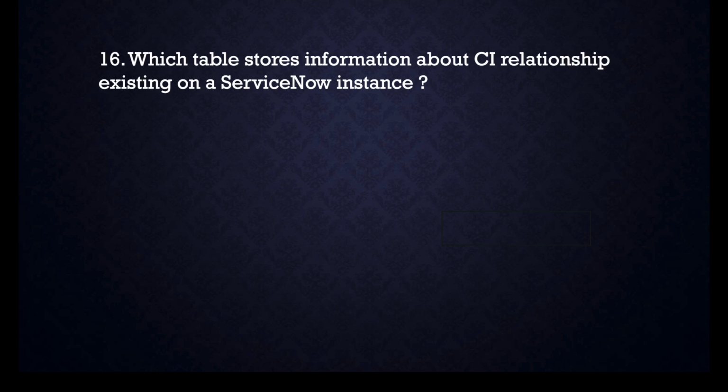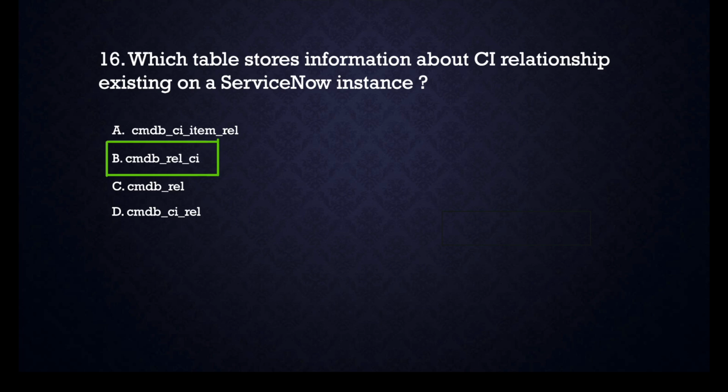Which table stores information about CI relationship existing on a ServiceNow instance? Let's see the options. cmdb_ci_item_rel, cmdb_rel_ci, cmdb_rel, cmdb_ci_rel. Let's see the correct option. cmdb_rel_ci table stores information about CI relationship existing on ServiceNow instance.